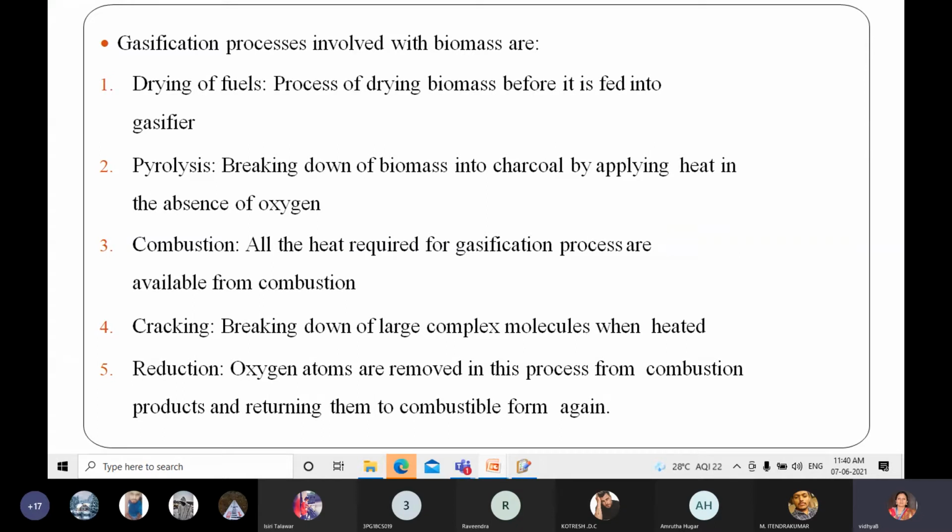In that we convert into charcoal by applying heat in the absence of oxygen, and next combustion and gasification process is done. Next is cracking, the breakdown of large complex molecules when heated. In the next reduction process, oxygen atoms are removed from combustion products, returning them to combustible form again. This is the gasification process involved with the biomass.